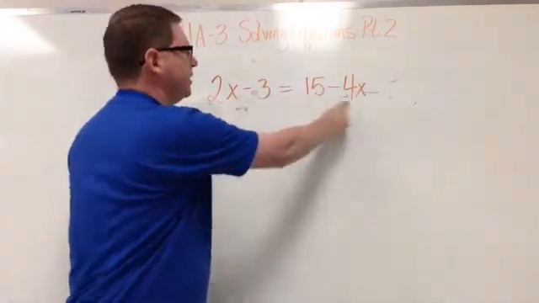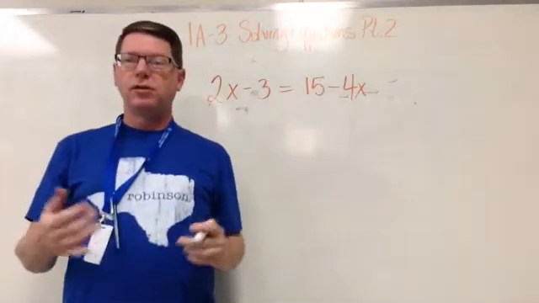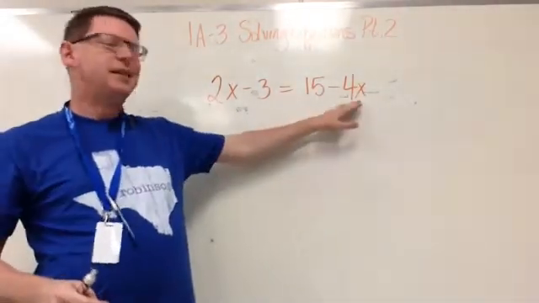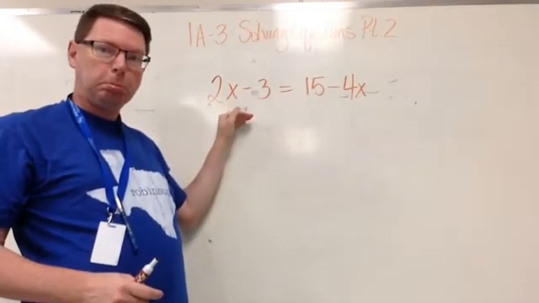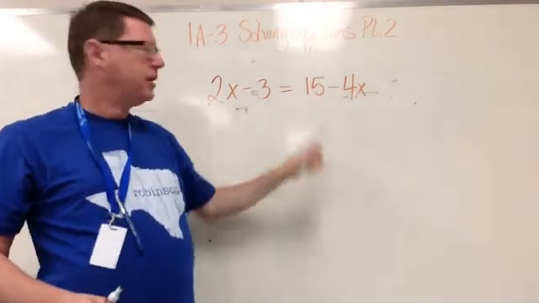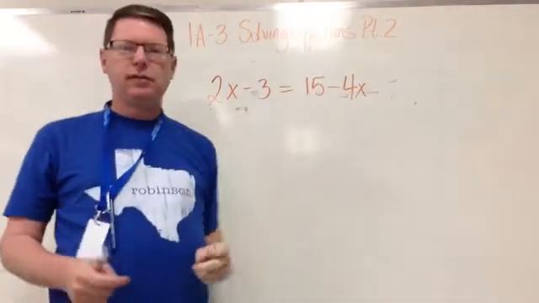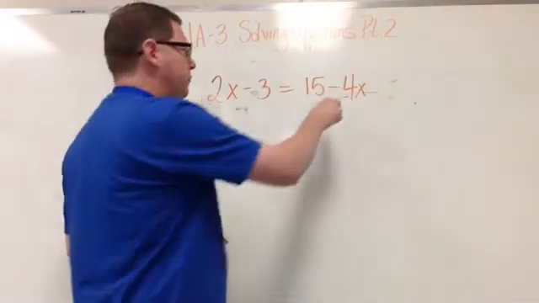So I've got 2x and negative 4x. Well, which one is the smallest coefficient? The smallest coefficient is negative 4 because negative 4 is less than 2. So I'm going to do the opposite. What is the opposite of minus 4x? Plus 4x. So I'm going to add 4x to both sides.